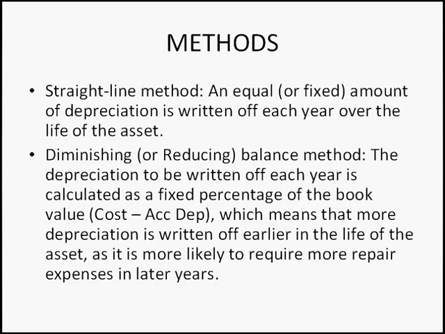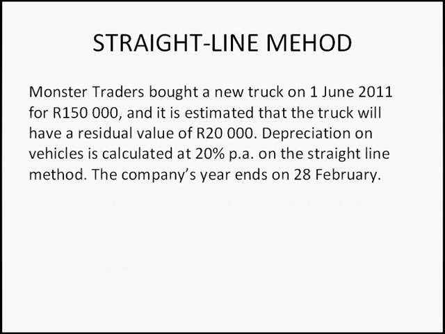Let's have a look at some examples in practice of these two methods. Firstly, the straight line method. Typically, a question would look as follows. Monster Traders bought a new truck on the 1st of June 2011 for 150,000 Rand. It is estimated that the truck will have a residual value of 20,000 Rand.